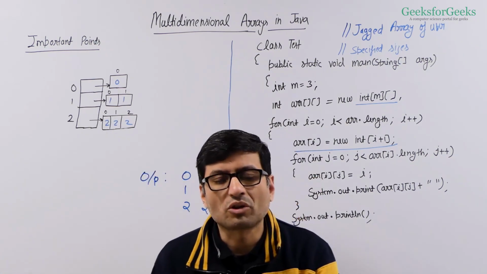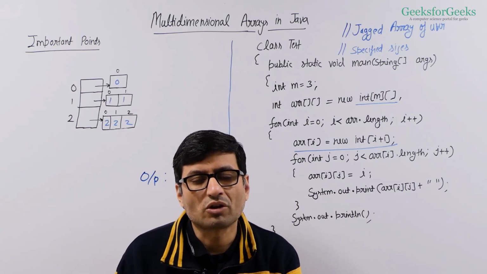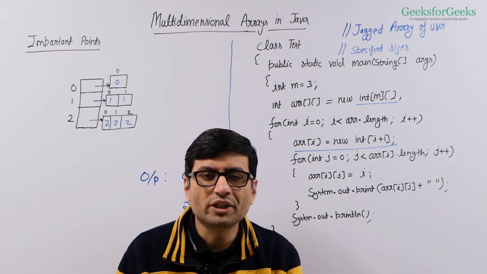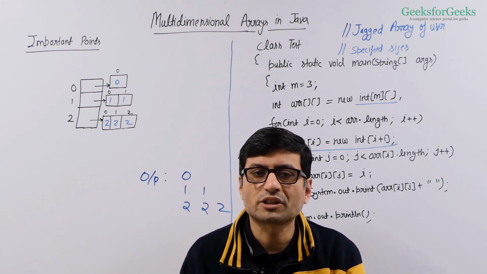In this video, we have talked about 2D arrays, different ways of creating them. We have also talked about jagged arrays. A 2D array is called jagged array if all the rows are not of the same size.